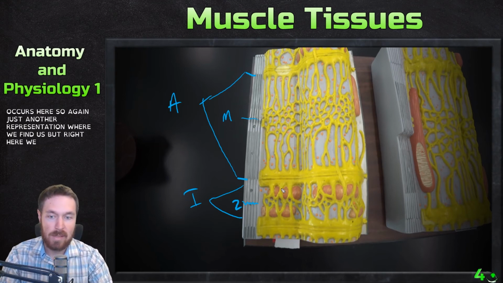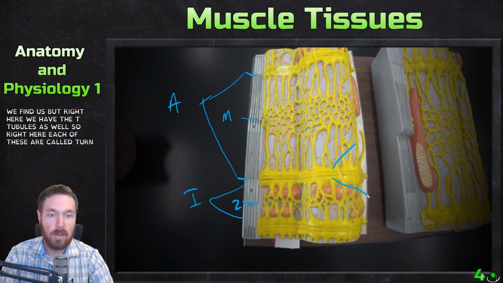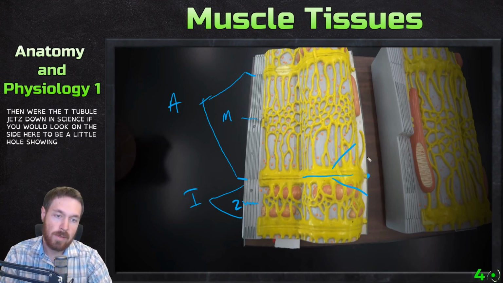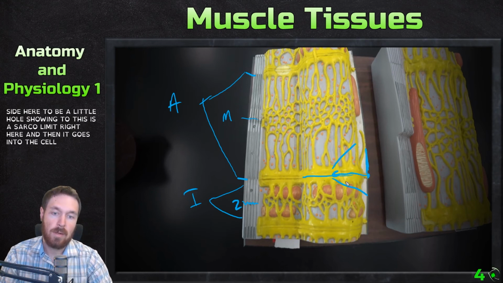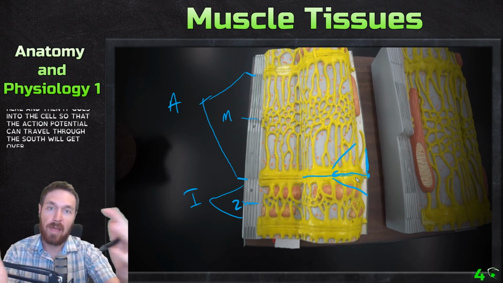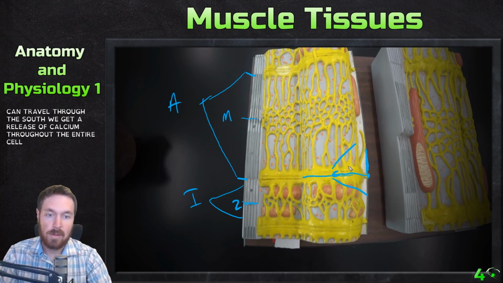But right here we have the T tubules as well. So right here, each of these are called terminal cisternae. And where the T tubule juts down inside, if you would look on the side here, there'd be a little hole showing. So this is the sarcolemma right here, and then it goes into the cell. So that this action potential can travel through the cell, and we get a release of calcium throughout the entire cell. So this travels down through there.